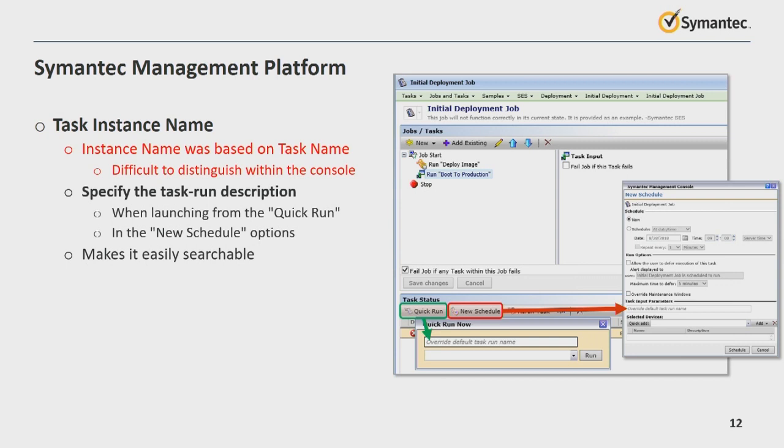So it's easily searchable now. If you use parameters, prefixes, suffixes, certain keywords, now you can search tasks. Makes it a lot easier.